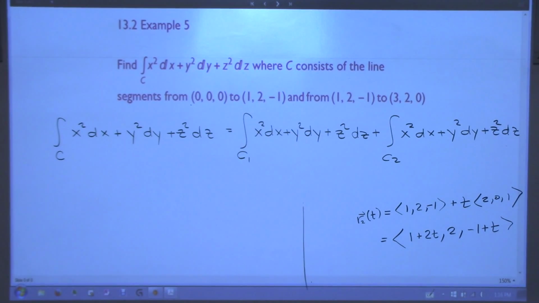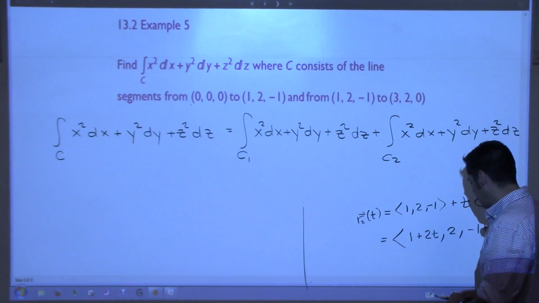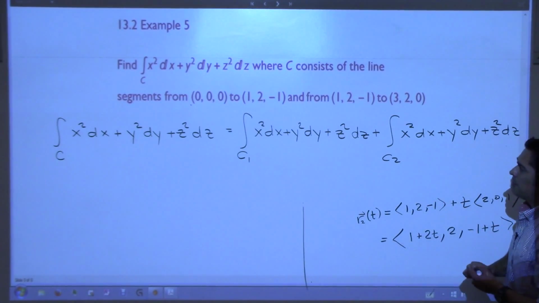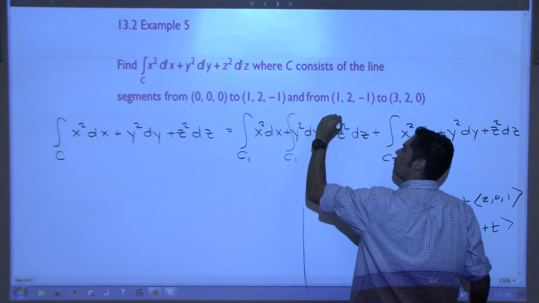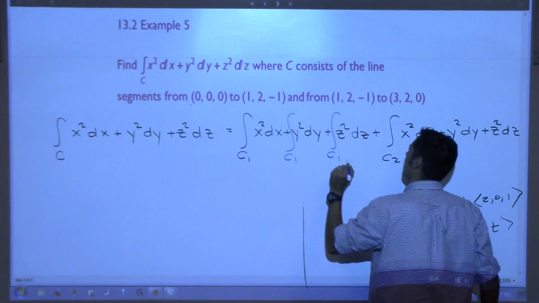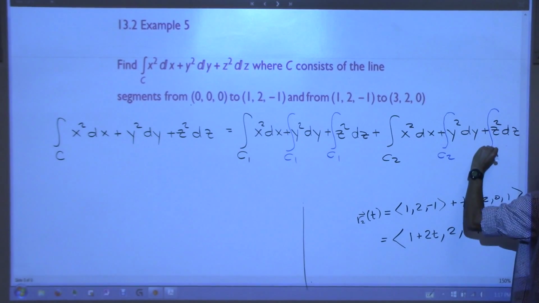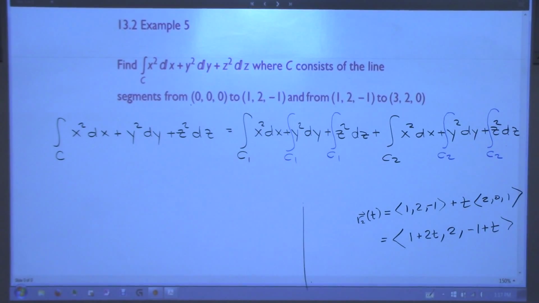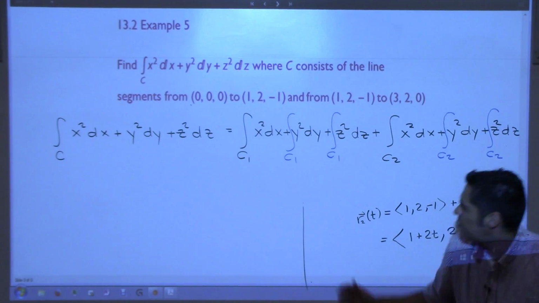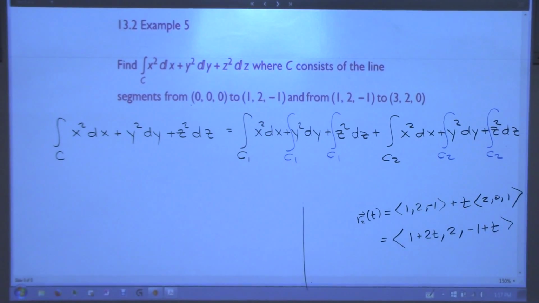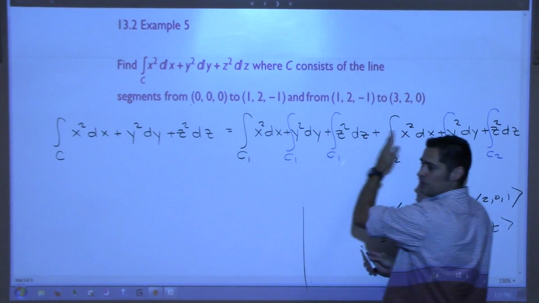Now I need to actually figure out what each of these pieces are. Is this allowed? Tell me if this is fair. Yes, that's what the property I just showed you before said. If you look back in the notes, one note before this, that's the property. This means this.